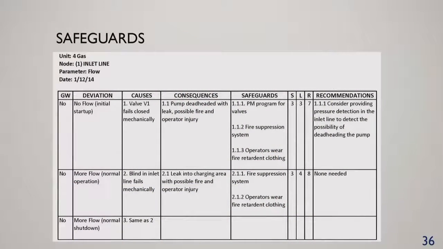So going back to the first example that Kevin had brought up of a HAZOP, if we look in the safeguard column here, at the very first deviation of no flow, we'll see that their safeguards listed is a PM program for valves, a fire suppression system, and operators are wearing fire retardant clothing.